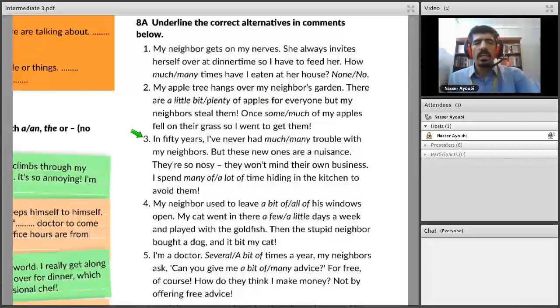Number 3. In 50 years, I've never had much or many. I've never had much trouble with my neighbors. Trouble is uncountable. On the contrary to problem that is countable, trouble is uncountable. But these new ones are a nuisance. They are so nosy, they won't mind their own business. I spend a lot of time hiding in the kitchen to avoid them.